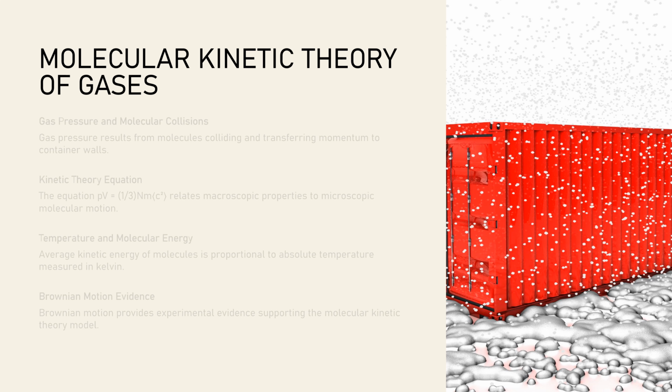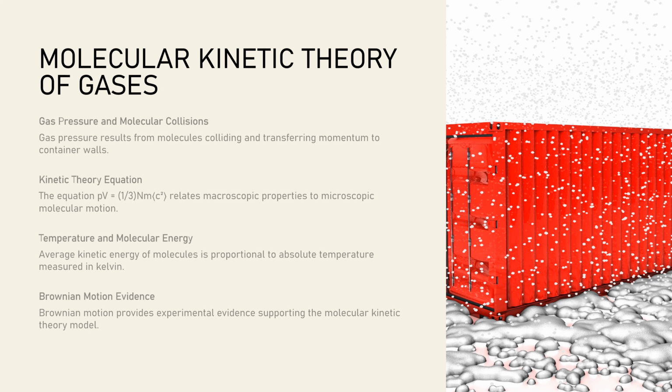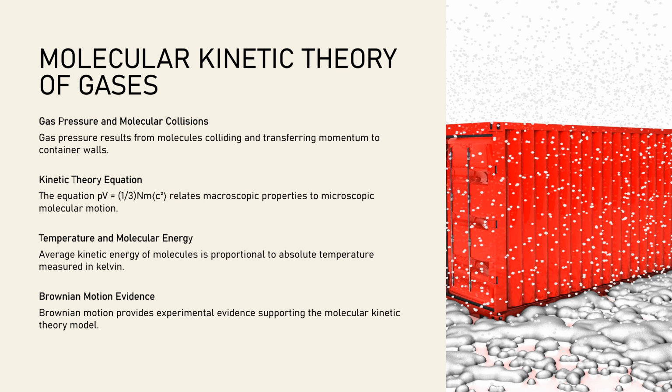The molecular kinetic theory model explains gas pressure and temperature in terms of the microscopic motion of molecules. Pressure arises from the transfer of momentum when gas molecules collide with the walls of a container. The kinetic theory equation PV equals 1/3 Nmc squared links macroscopic quantities to microscopic properties, where N is the number of molecules, m is the mass of one molecule, and c squared is the mean square speed.